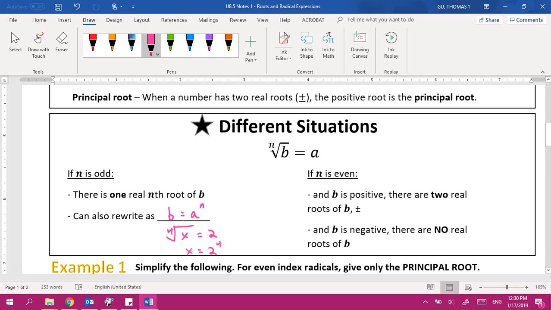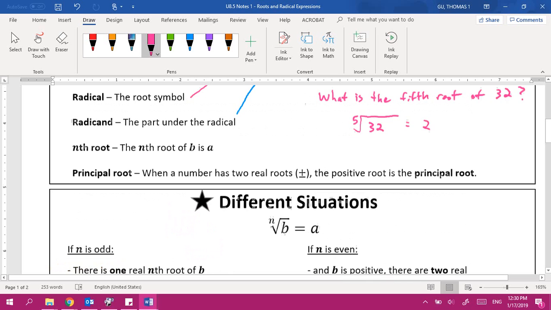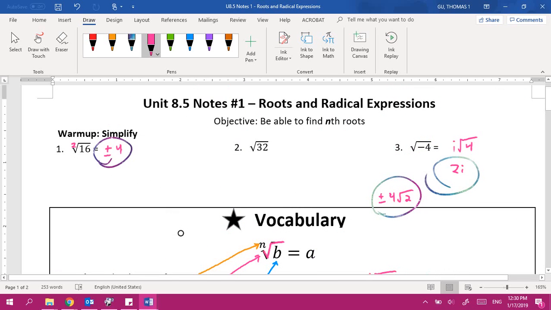Okay, so now if the index is even, if n is even, and b, your radicand, is positive, then that means there's going to be 2 real roots of b, positive and negative version. Take a look at number 1. What's the index here? Is that even? Yes. And so is this a positive radicand? Yes. And remember, it just said, if that's the case, even index, positive radicand, you're going to have 2 real solutions, positive and negative. You see?